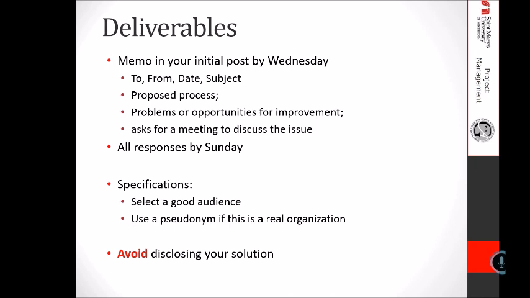So a couple specifications for this. First, select a good audience. The instructor is not your audience. Your audience is the process owners, people who have control over this process and who can actually help you do something to change it. Also, if you have a real organization, use a pseudonym. Don't tell us it's the Mayo Clinic, tell us it's the Mustard Clinic. And definitely avoid disclosing your solution. Let's not alienate your audience right off the bat.